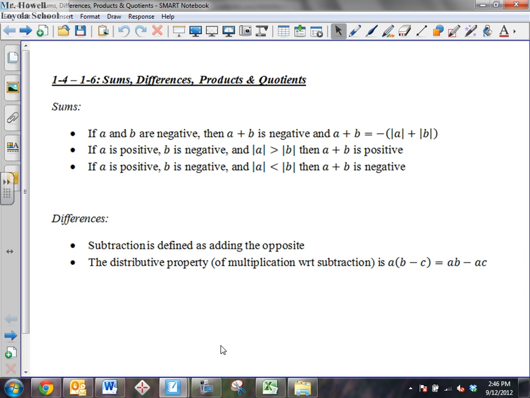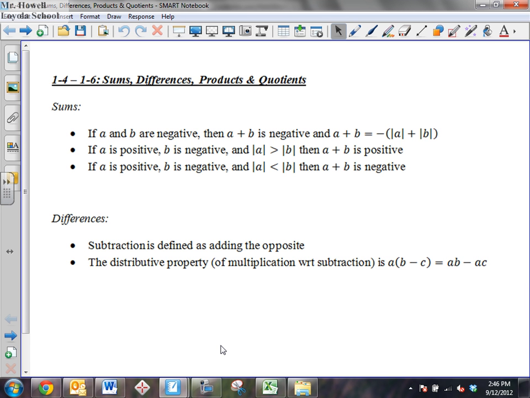So, section 1-4 is about sums and differences, which you all know about already, meaning adding and subtracting. Section 1-5 is about products, multiplying. Section 1-6 is about quotients, or dividing. So we're going to lump them all together in 1-4 to 1-6: sums, differences, products, and quotients.